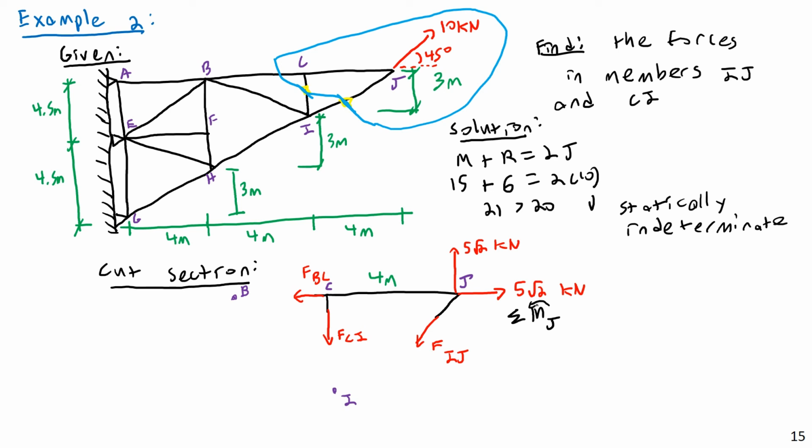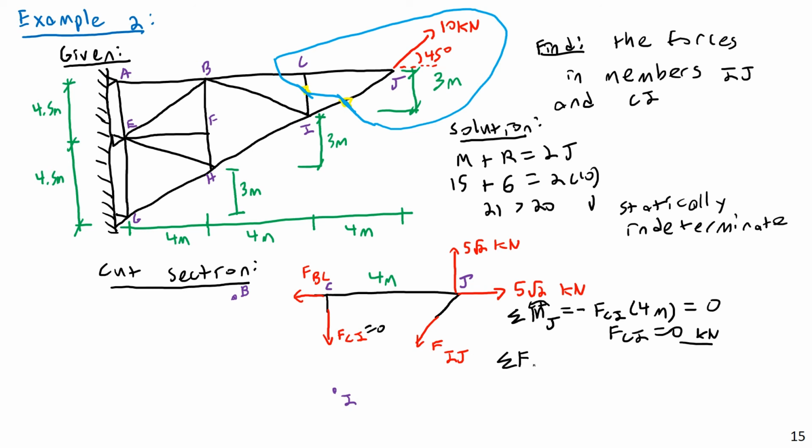Let's do a summation of moments about joint J. I will have, well, let's see, FBC, the 5 root 2 kilonewton, this 5 root 2 kilonewton, and FIJ, none of them will generate a moment about point J. So all I'll have is FCI. And that would be a negative moment. So negative FCI times a moment arm length of 4 meters, and then that just equals 0. So FCI must equal 0. It is actually a zero force member. Oh, that's convenient. So that's actually just equal to 0.